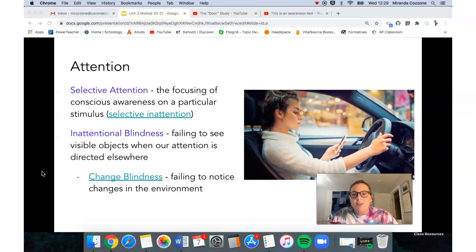So let's talk about attention. I know a lot of us think that we can multitask, and a lot of us do, right? We have our phone out, we might be watching something, and we might be doing our homework all at the same time, but it's impossible for the brain to focus on multiple things at once, despite if we want to believe that we're fantastic multitaskers or not. Most of us are just very talented at going back and forth between different things going on in the world, okay? So selective attention is the focusing of our conscious awareness on a particular stimulus, okay?